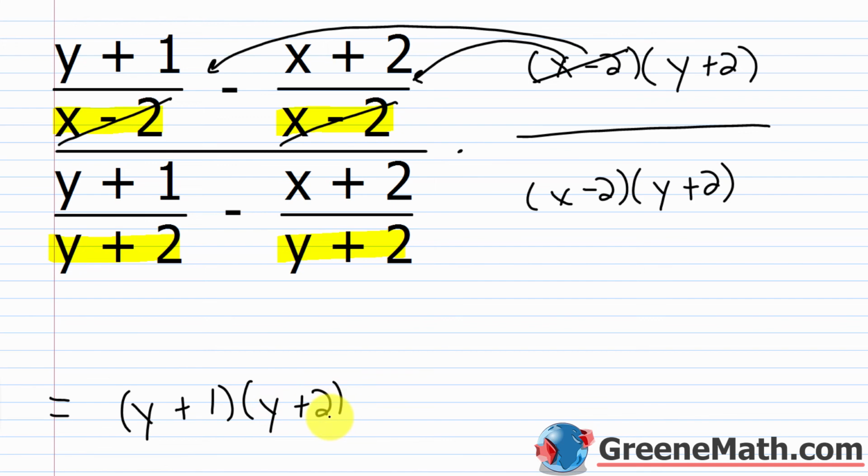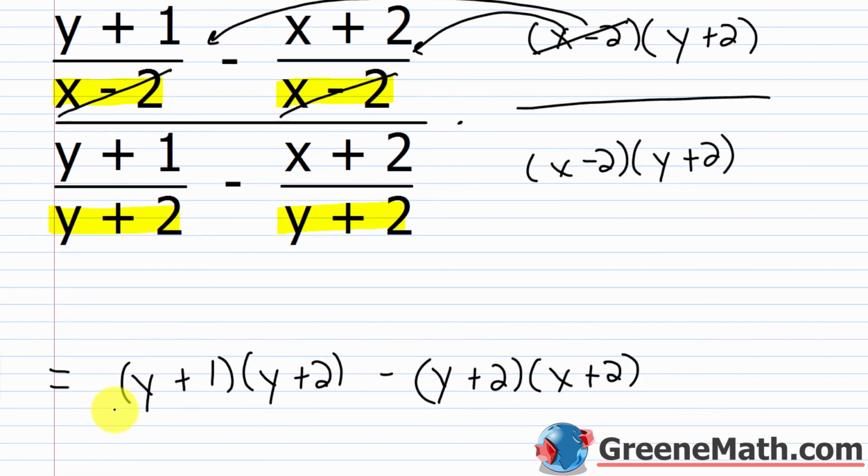And I'm going to leave it in factored form for now. And then I'm subtracting away. And you can put that inside of brackets, or just remember that you're subtracting the whole thing away. You have y plus 2 times x plus 2, right? Those two quantities.